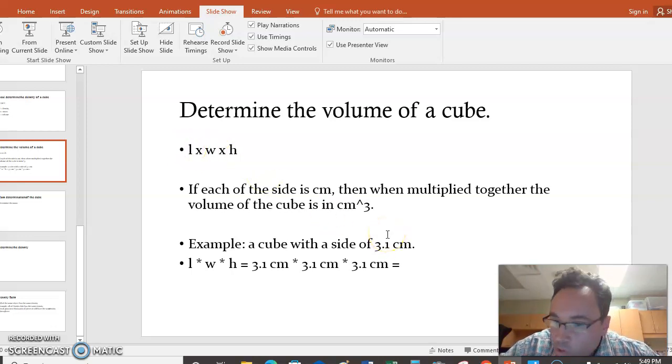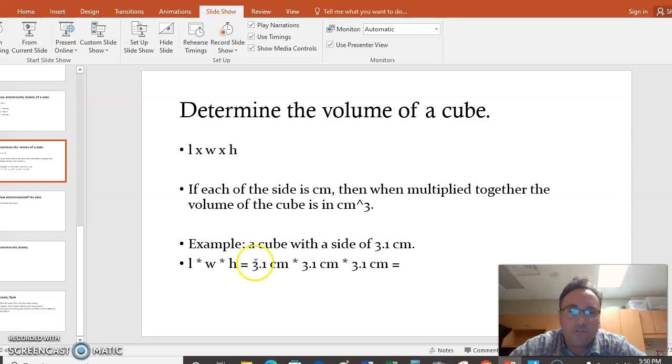One important note: when we look at a cube, if we know the length of one side, we know the length of all three sides. So the volume of a cube is length times width times height. For example, if you know a cube with a side of 3.1, to figure out the volume of it, we multiply length times width times height. Remember, a cube is the same on all sides.